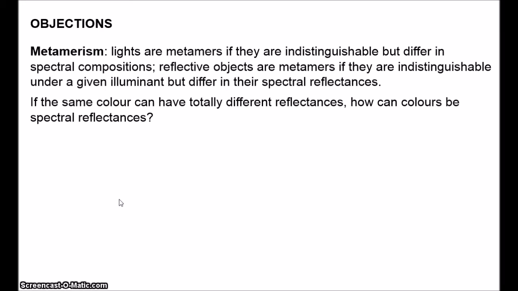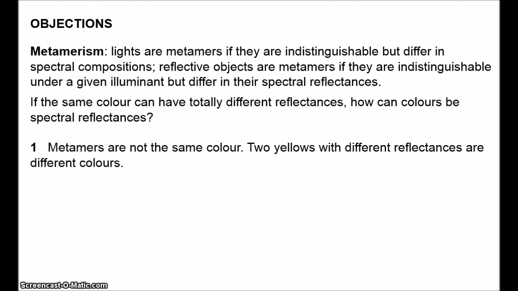So one initial option is simply to hold that metamers are in fact different colours. Colours are spectral reflectances. Two indistinguishable yellows have totally different reflectances, so those two yellows are in fact different colours. Bear in mind that if we accept colour realism, if we accept that colours are mind-independent properties, it really shouldn't be surprising that we're not able to distinguish colours perfectly. No perceptual system is perfect.